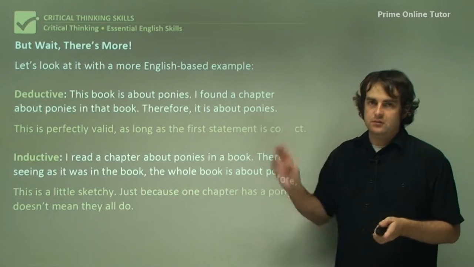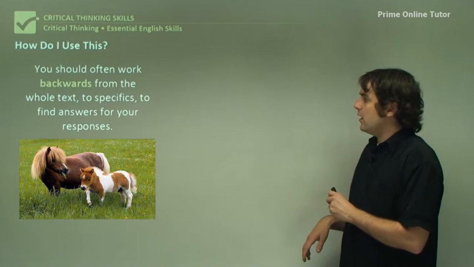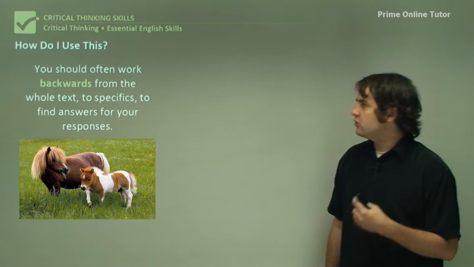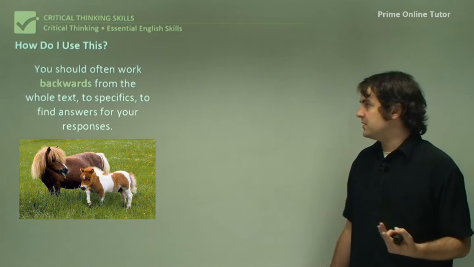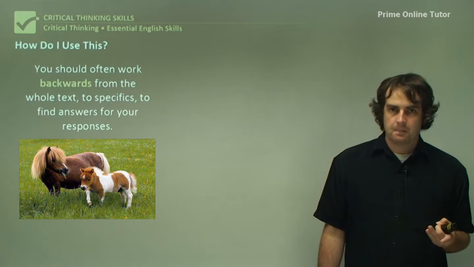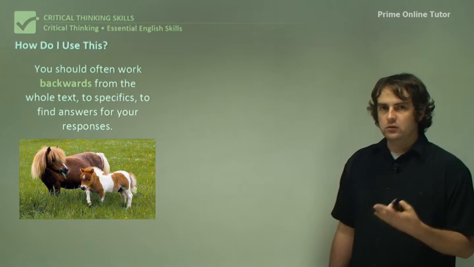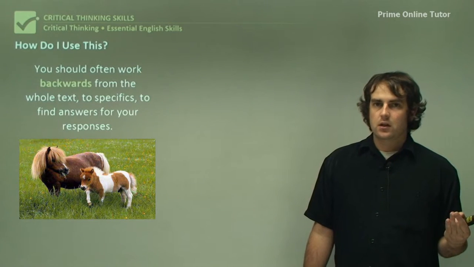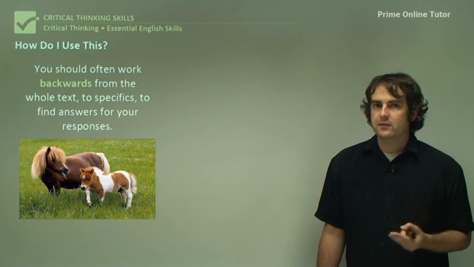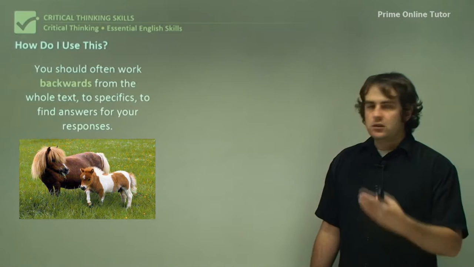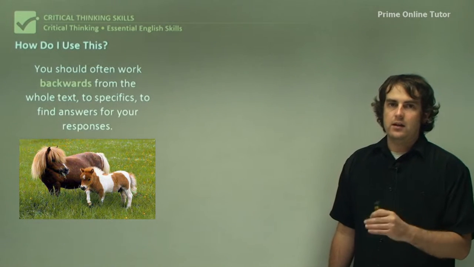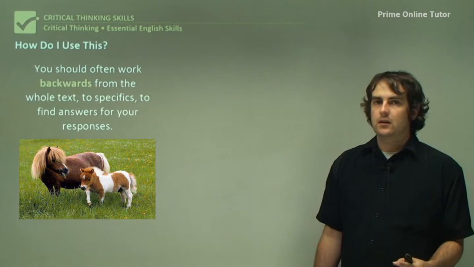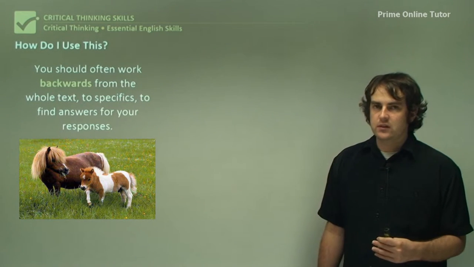However, both methods still have their purpose. Okay, how do I use this? Well, to start with, you should work backwards from the whole text to specifics to find answers. So you need to look at the whole thing first. Obviously, you need to watch it. That's the first thing you need to do. Then you need to have some ideas in mind about what the thing is actually about. And then you work backwards to work out, okay, how does it represent that through its various features and various ideas? And once you discuss all those things, you've got a complete answer.